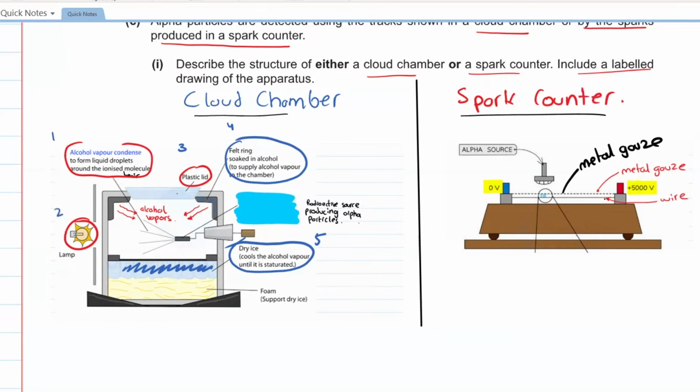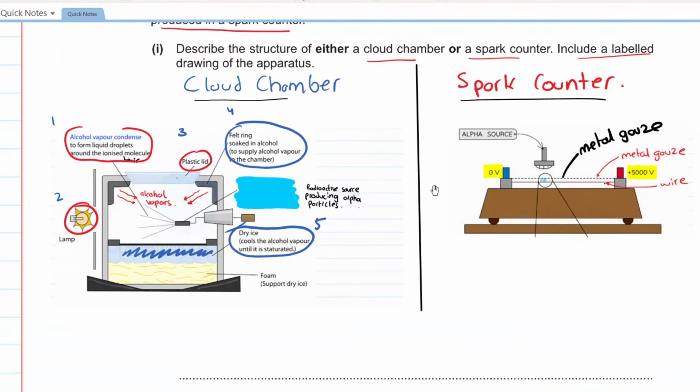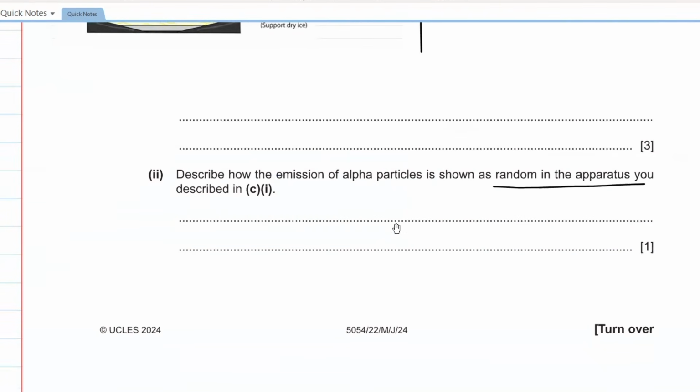Okay. Now always remember, both the cloud chambers and spark counters are used for alpha particle detection. Okay. Describe how the emission of alpha particle is shown as random in the apparatus you have indicated in C part 1. Now, how is the emission of alpha particles shown as random in both of these apparatus?